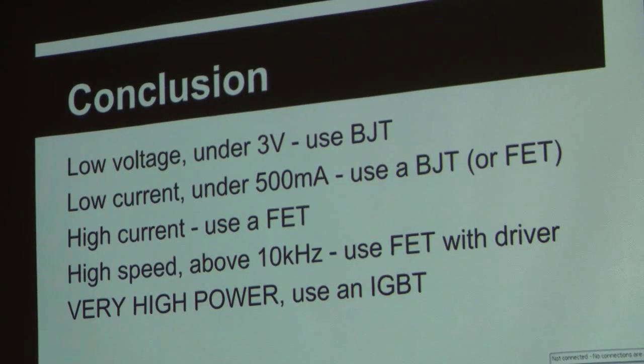Where with a MOSFET, your voltage drop across a MOSFET at half an amp would be virtually 0. So if you're doing 200 milliamps, 300 milliamps, that's probably going to be safe to use a BJT. You're going to be close. It may run a little warm, but it's still going to work. But once you hit 500 milliamps, it's not worth the headache. Use a FET.